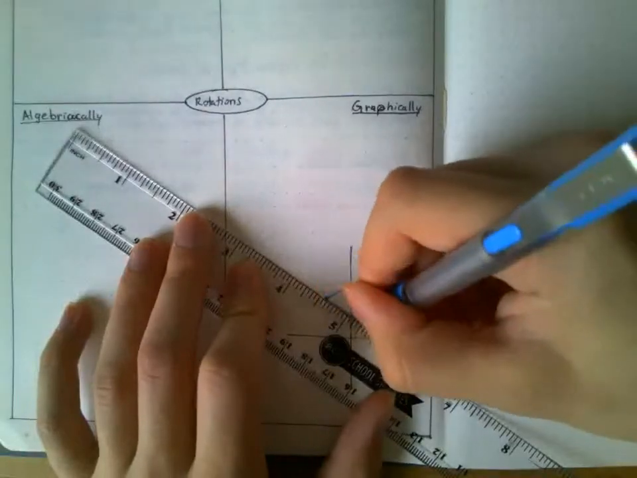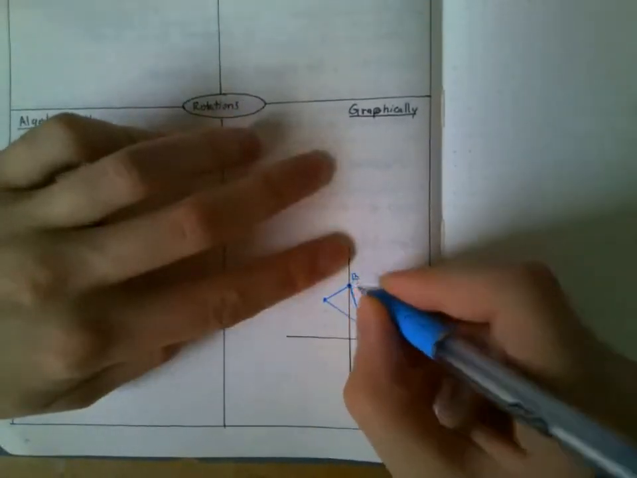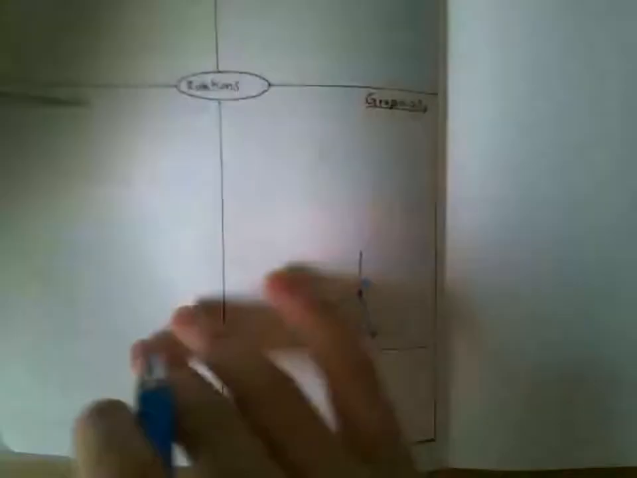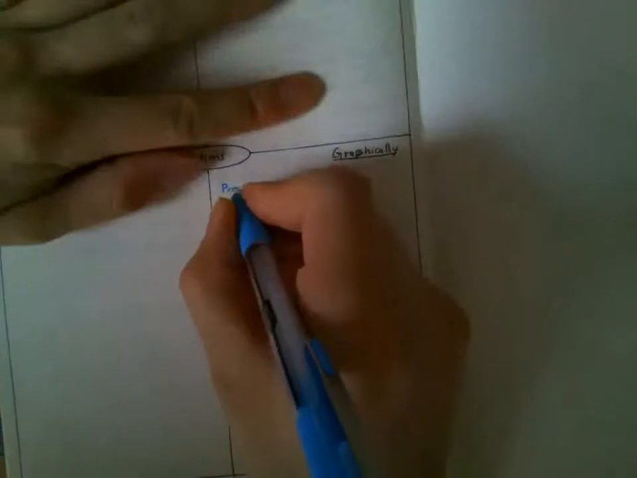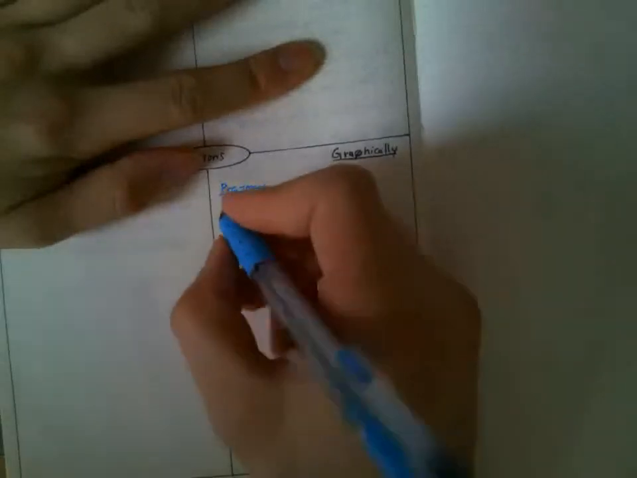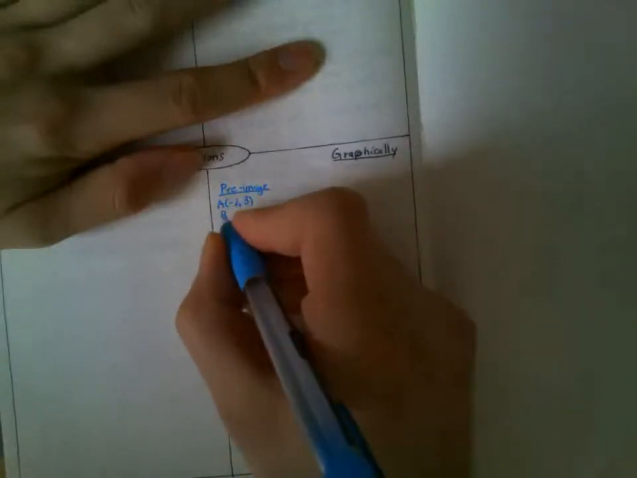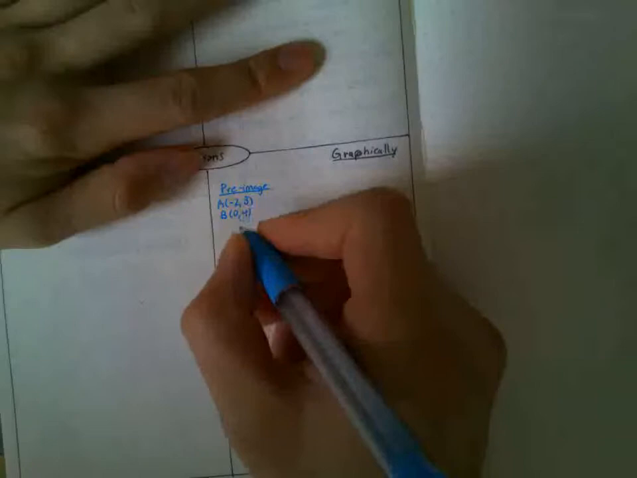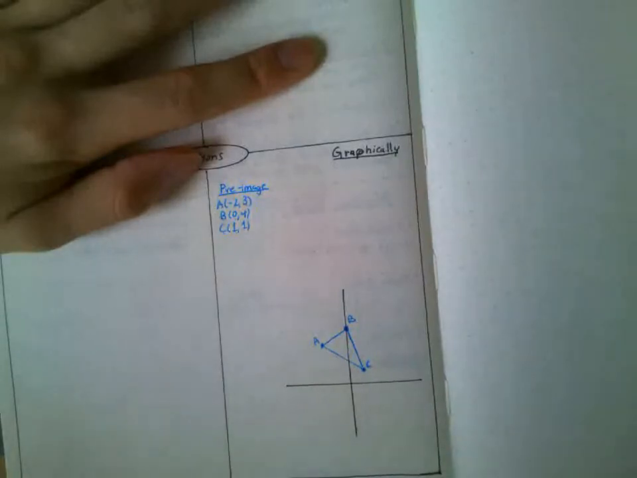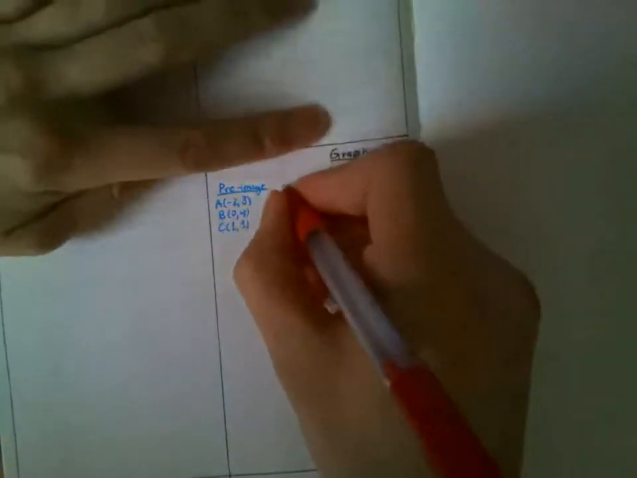Okay. There we go. So again, there is my B, A, and C. And of course, that is going to act as my pre-image, where A is going to be negative 2, 3. B is going to be 0, 4. And C is going to be 1, 1, right? Okay, and our goal at the end of this is to get an image of the following.